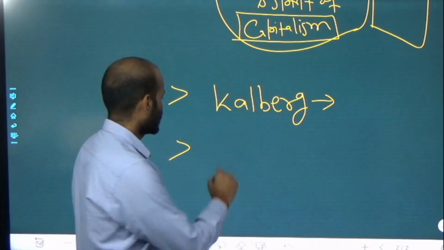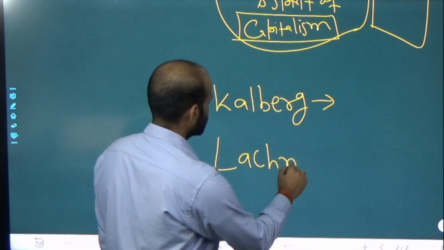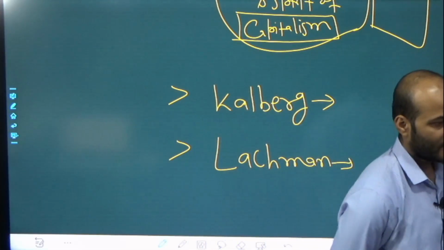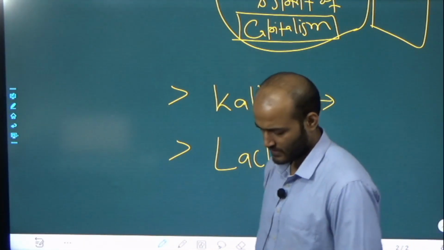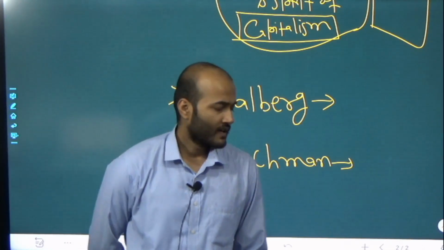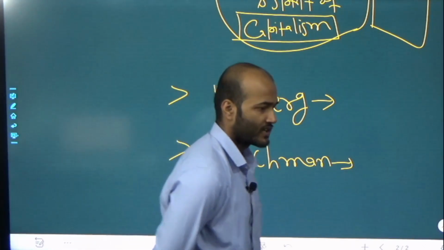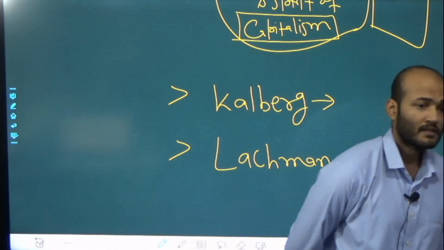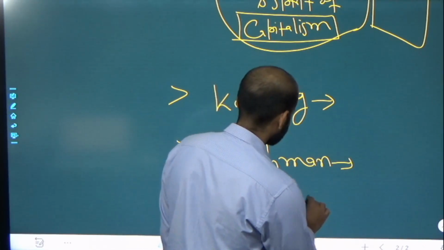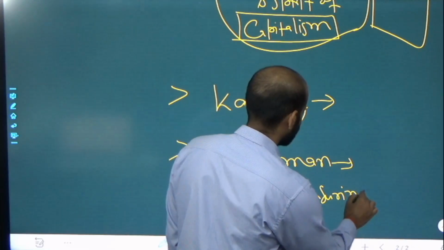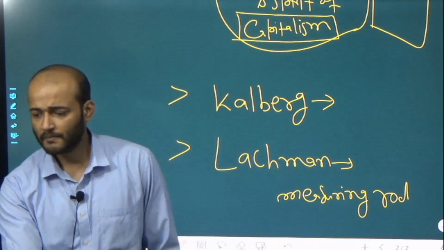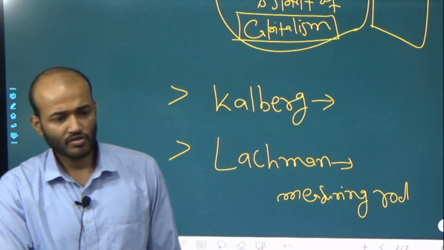फर्दर नेक्स्ट पॉइंट बनाइएगा. लेचमैन, L-A-C-H-M-A-N. He said ideal type is essentially a measuring rod, ROD, measuring rod. पैमाना है, स्केल, a measuring rod to study social phenomena.